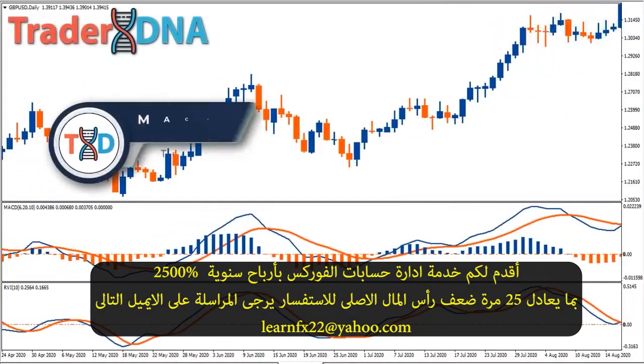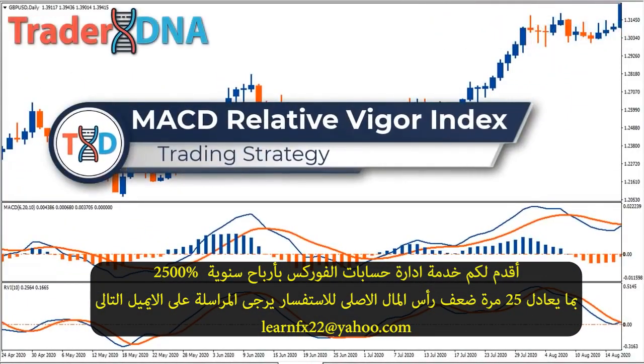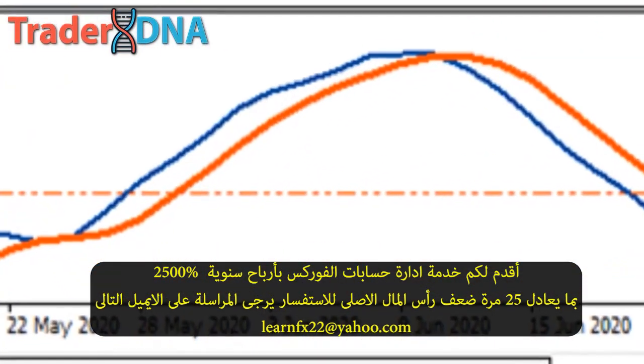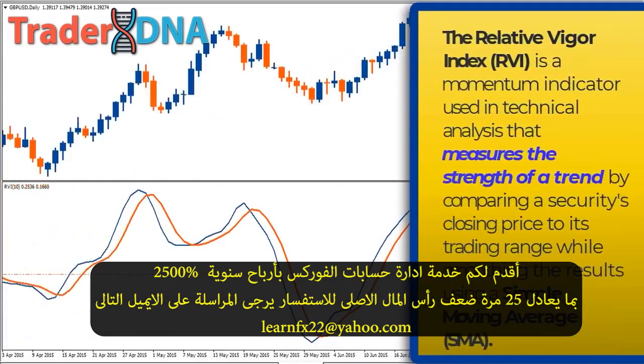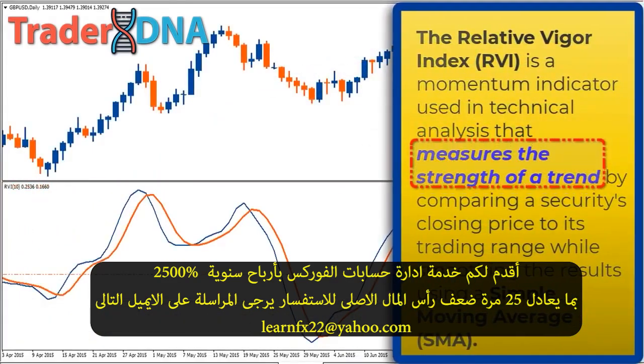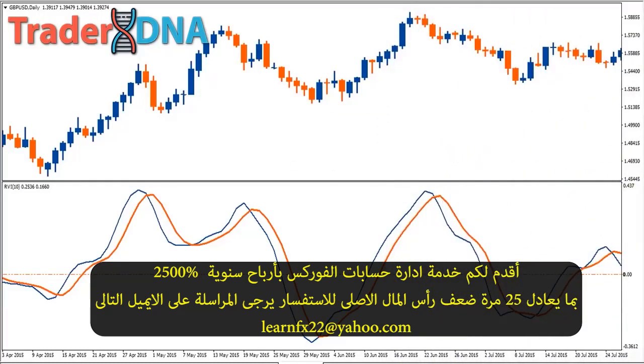MACD Relative Vigor Index Trading Strategy. What is the Relative Vigor Index, or RVI? The Relative Vigor Index, or RVI, is a momentum indicator used in technical analysis that measures the strength of a trend by comparing a security's closing price to its trading range while smoothing the results using a simple moving average. The RVI's usefulness is based on the observed tendency for prices to close higher than they open during uptrends and to close lower than they open in downtrends.